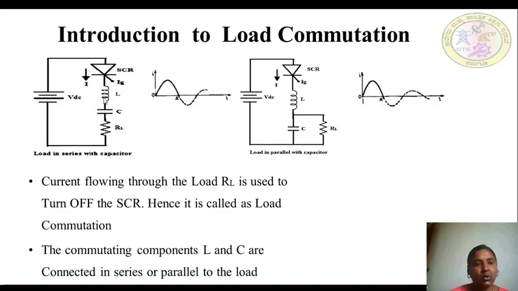So here the load is connected in series with these L and C components. These L and C components are the resonating components. They will provide resonance in the circuit. This is the waveform of the current flowing through this circuit. This is the current, and an underdamped type of oscillation is provided.